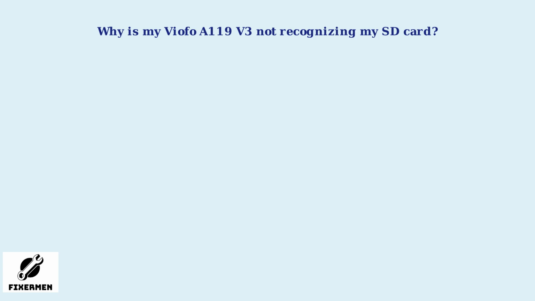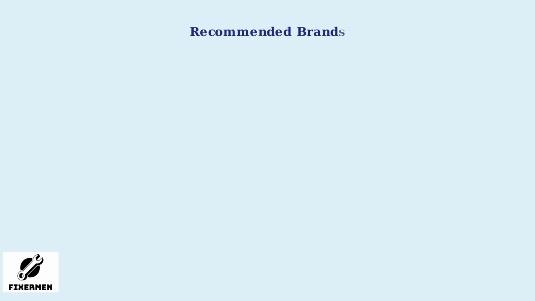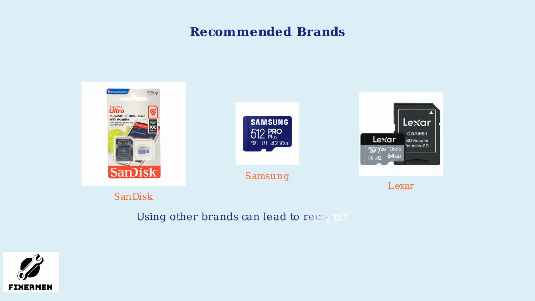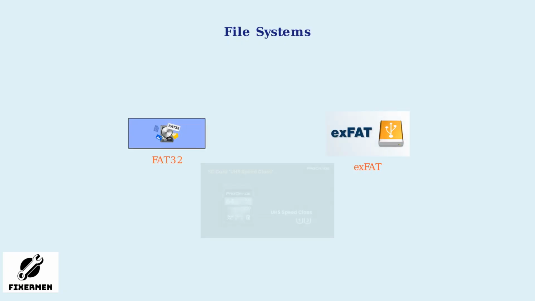Let's go over common fixes in the next segments. First, ensure your SD card meets the A119 V3's requirements. It supports microSD cards up to 512GB, UHS-I in Class 10 or higher. Viofo officially recommends brands like SanDisk, Samsung, and Lexar. Using other brands can lead to recognition issues. Also, make sure your card is either FAT32 or exFAT file system.